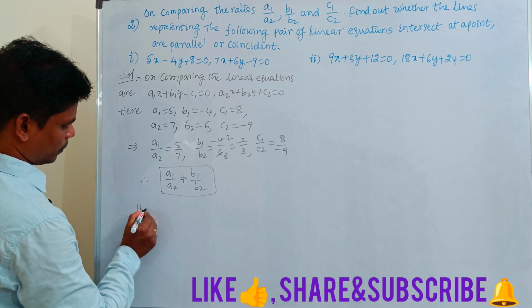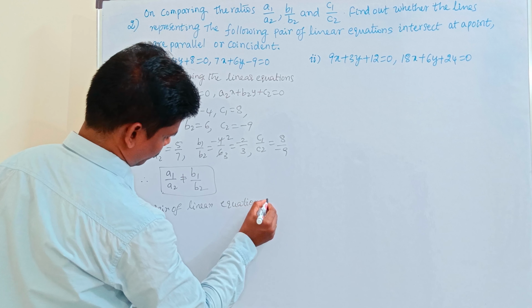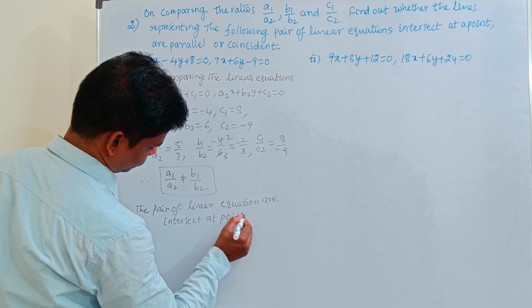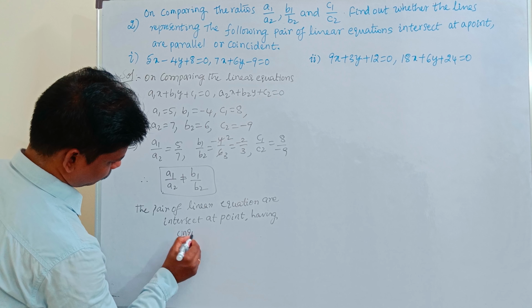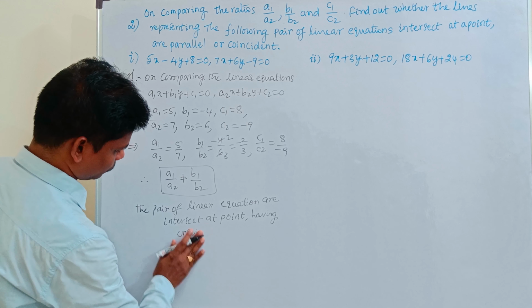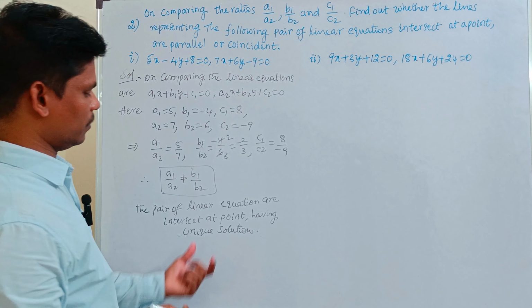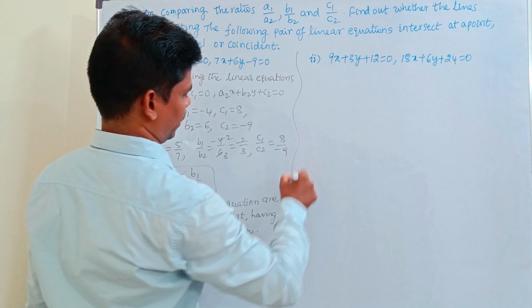So the pair of linear equations intersect at a point, meaning they have a unique solution. Unique solution, and this type of system is a consistent system. And next, take this one.